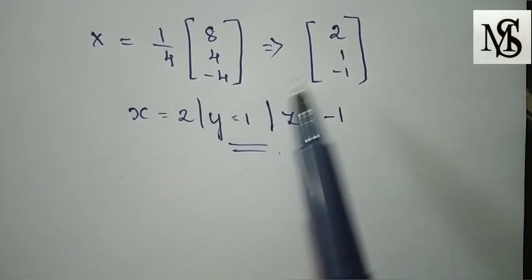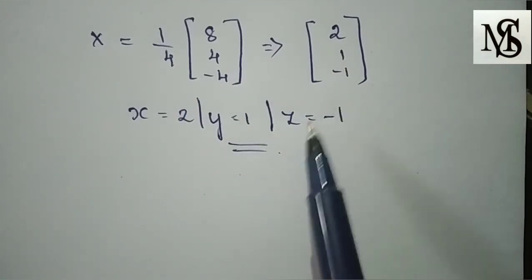This 2 is X, 1 is Y and minus 1 is the Z value. This is the answer.